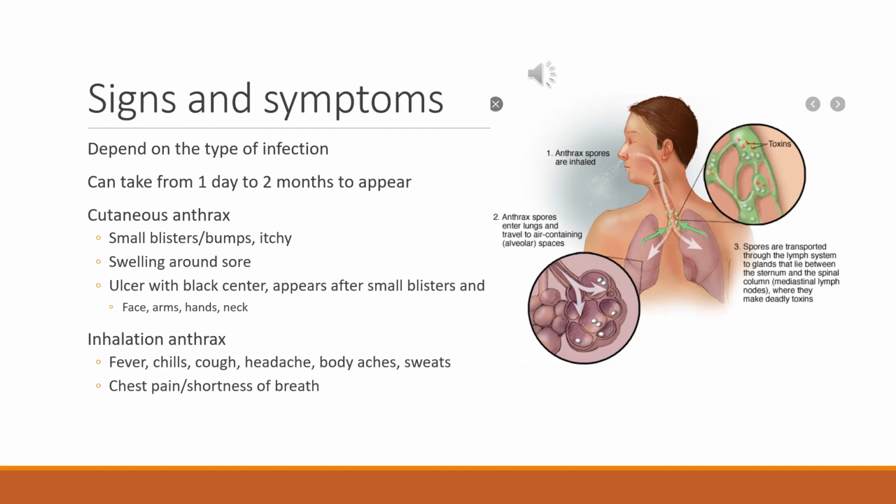Cutaneous anthrax appears as small blisters or bumps and is often itchy. There's often swelling around the sore. After these blisters and bumps, an ulcer with a black center often appears. This usually is on the face, arms, hands, or neck.